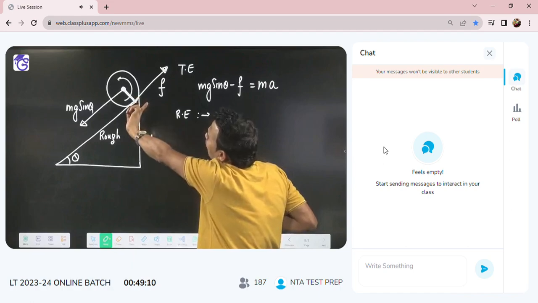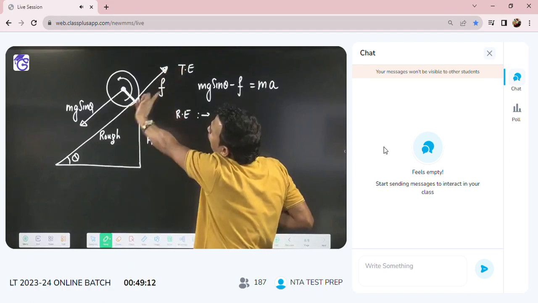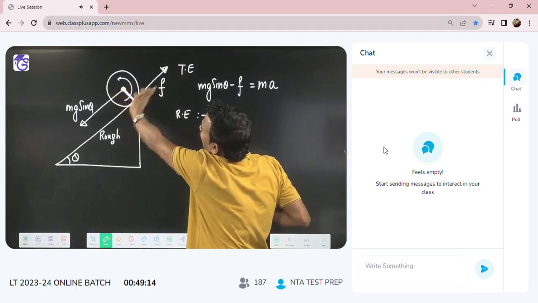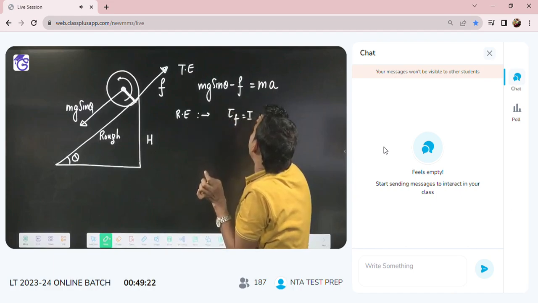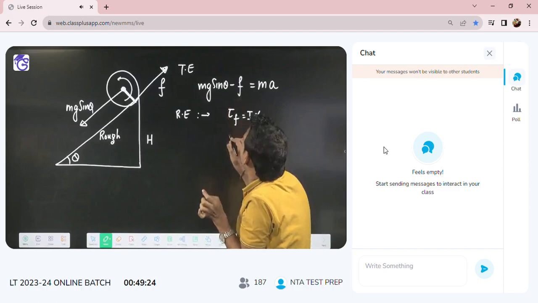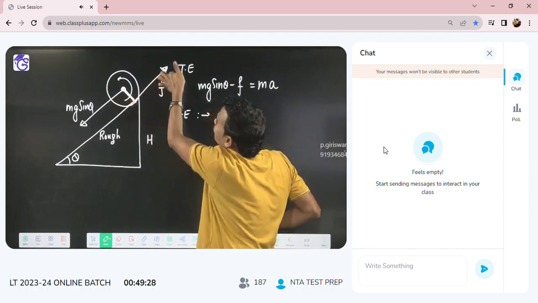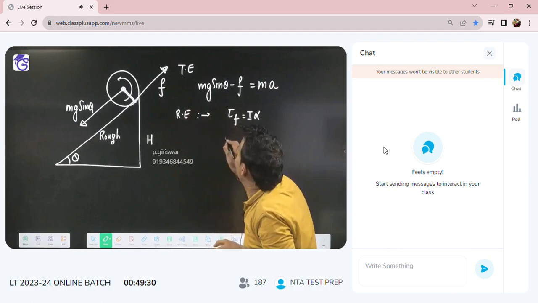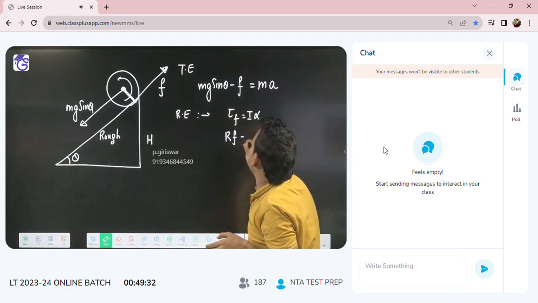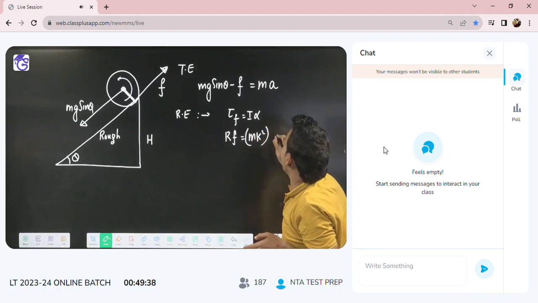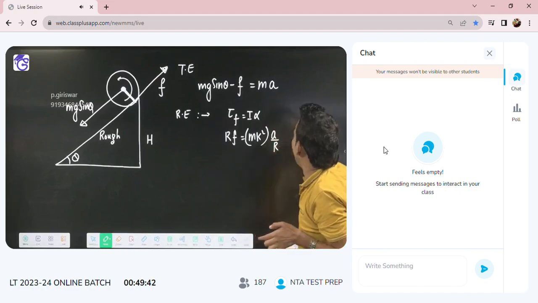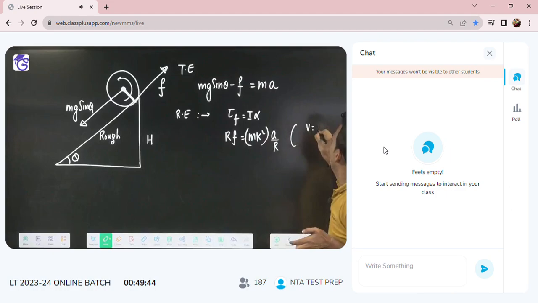Who will give torque? Friction will give torque. How much torque will friction give? R perpendicular into F. So torque of friction will be equal to I alpha. And what is torque of friction? R perpendicular into F, so you can say R into F. And this will be equal to I alpha. I you can write mk square, and alpha you can write A by R. Because the way you wrote V equal to omega R, we also write A equal to alpha R. So from here alpha we can write A by R.